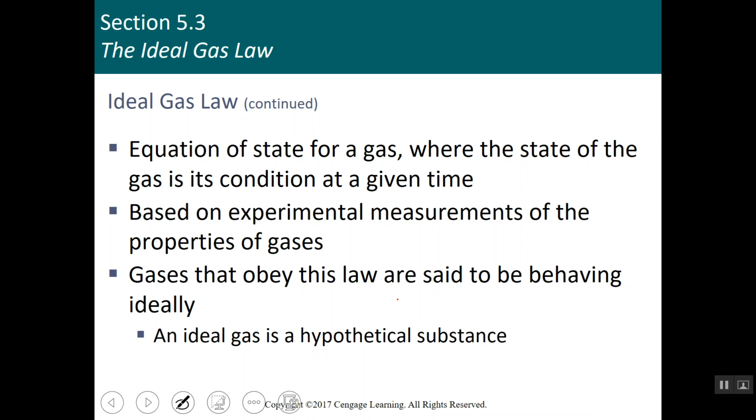And this particular PowerPoint takes you through and has you using the ideal gas law for each of those problems. But it's more like they're using the combined gas law because certain things are held constant. And I'll talk you through that as soon as we get to those slides. The ideal gas law is based on experimental measurements of the properties of gases, and the gases that obey this law are said to be behaving ideally. A truly ideal gas does not exist. It's just simply hypothetical. But it's much easier to do the calculations in a general chemistry course if we assume that.